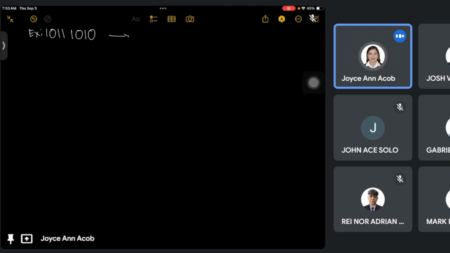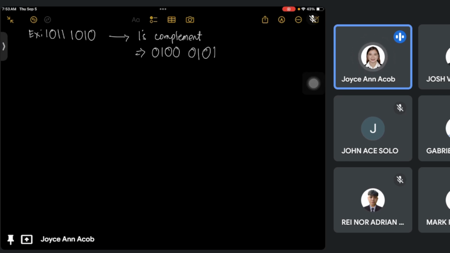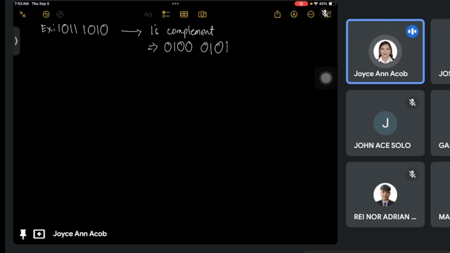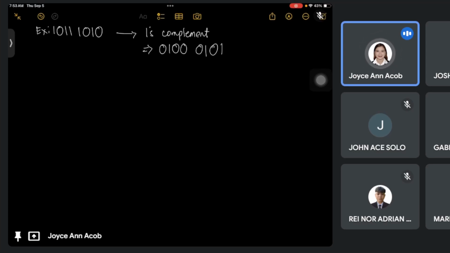So, we want to complement niya ay 0, 1, 0, 0. And then 0, 0, 1. So that's the one's complement. And then kapag nag-add nung LSB, for example, ay plus 1.